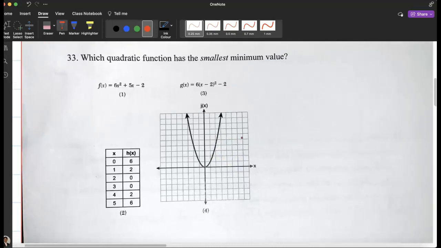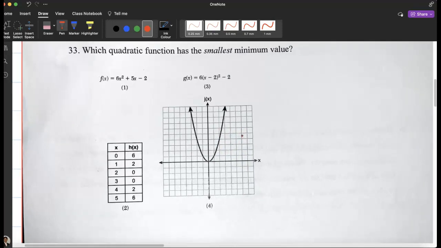Which quadratic function has the smallest minimum value? So get the minimum value for each of them. Here, this is the one which is given. So which is the minimum value over here? These are four different equations.